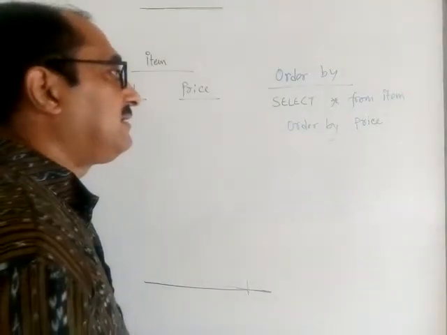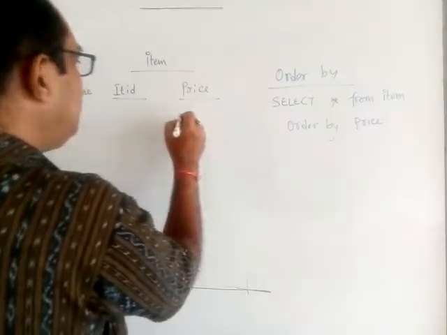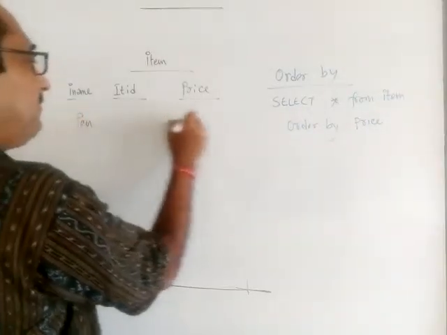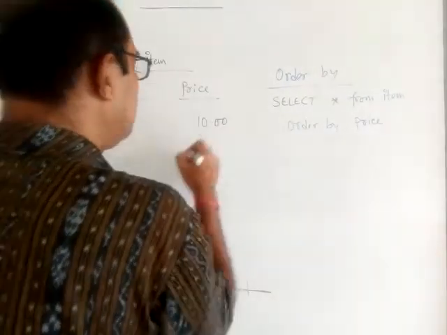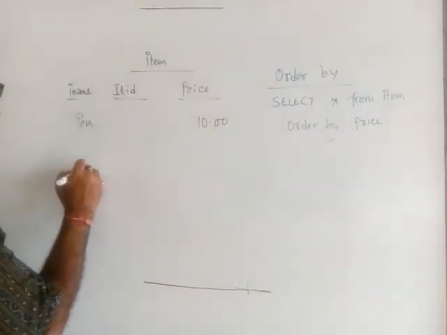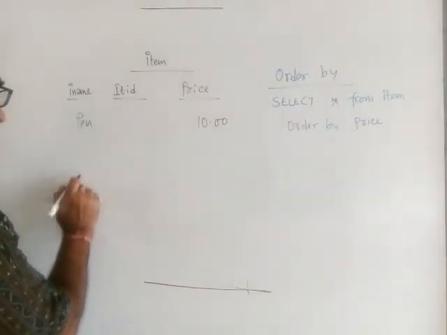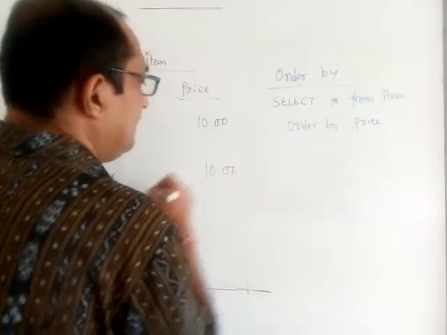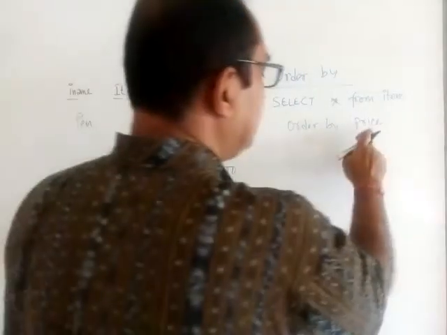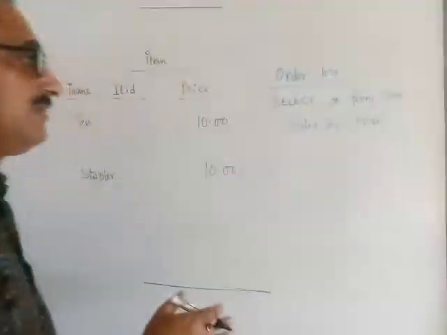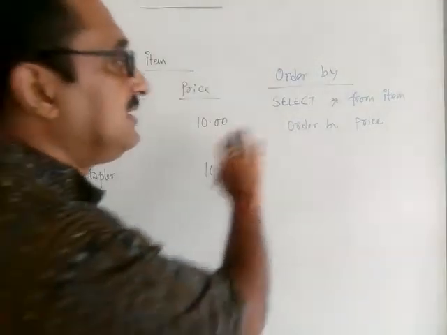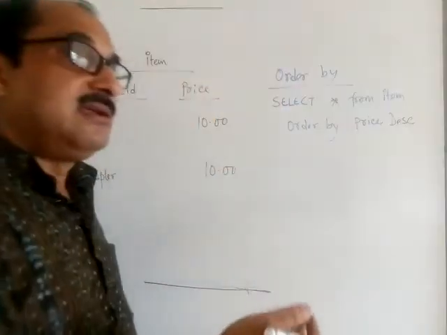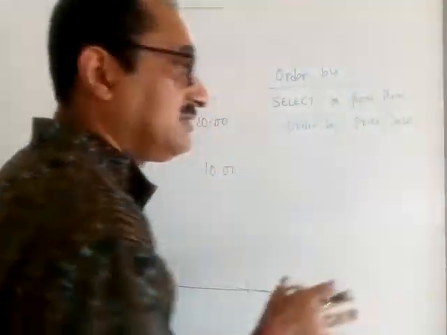But imagine I have two different things, like maybe a pen that is of 10 rupees, and there is another something like a stapler that is also of 10 rupees. Fine. So in this case, what happens? I wanted it to be displayed in the ascending order of price or descending order of price, whatever it is. For descending order, order by price, you write DESC. Then, according to the descending order of price, all the records are displayed.